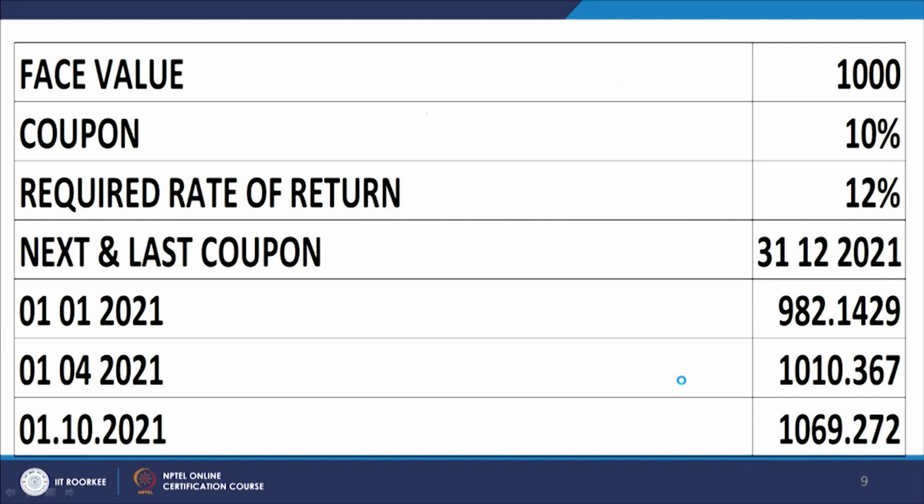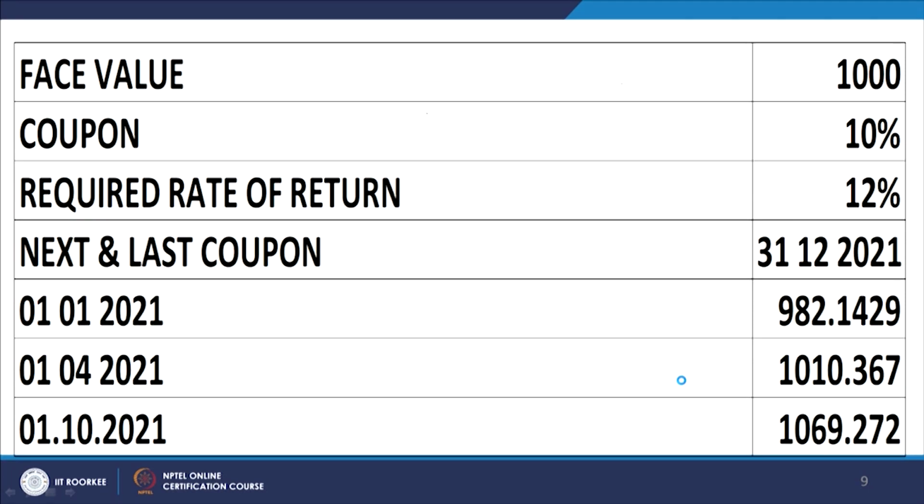And let us now look at the valuation at earlier dates. If we value this bond on the 1st of January 2021 using the required rate of return of 12% and the final cash flow of 1100, we get a value of 982.1429. If we value the same bond at 1st April of this year, that is 2021, we get a value of 1010.367, and if we do the same valuation on 1st of October, we get a value of 1069.2722. Now, the important thing is you clearly find that the value is increasing.